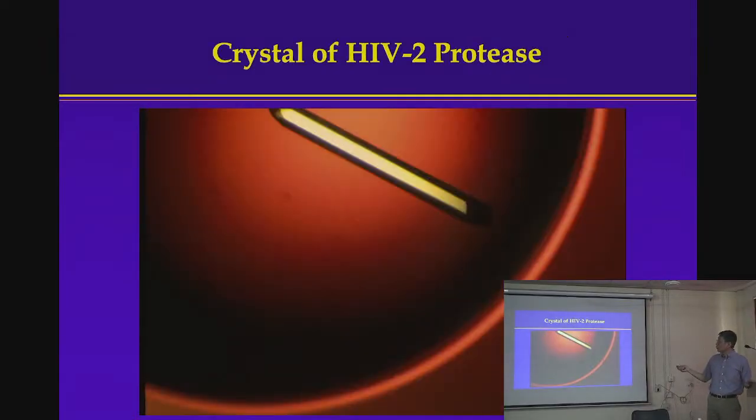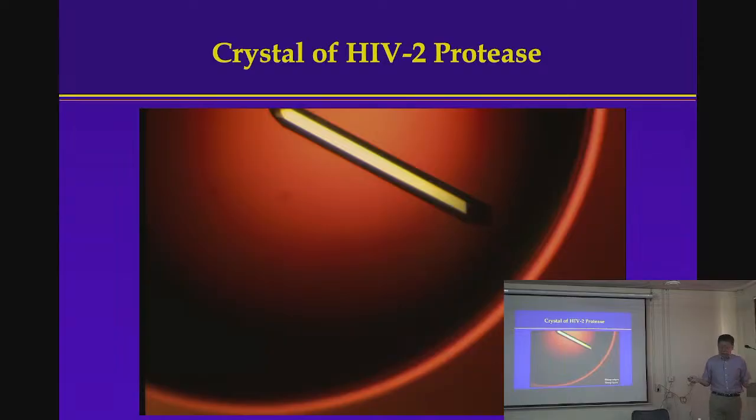For example, this is a crystal of HIV-2 protease. As I mentioned, this picture is taken under a microscope. Across here is probably 0.2, 0.1 millimeter in size. The length is about 1.5 millimeter. So you cannot see it by eye. You have to look at it under a microscope. This is probably magnified about 40-fold. And then you can see the crystal.